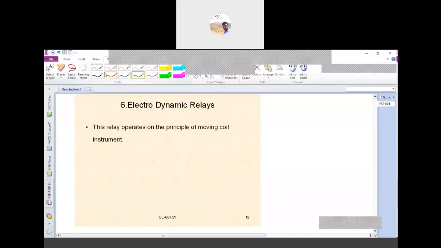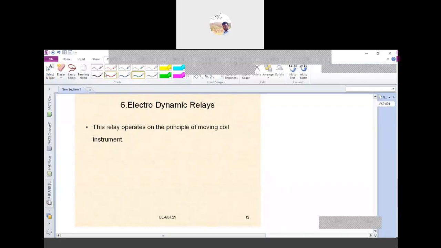The static relay uses transistors to obtain the operating characteristic. That is, the static relay is a combination of electronic devices. Not only the static relay, but nowadays we also have microprocessor-based relays. Next, we have the electrodynamic relay.